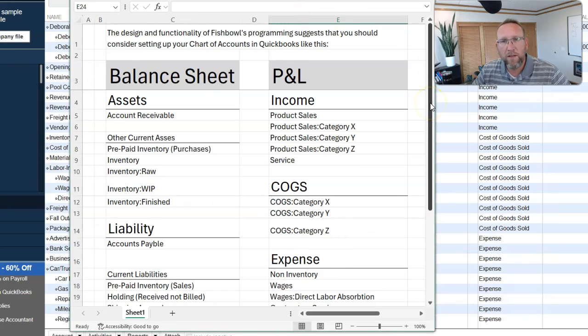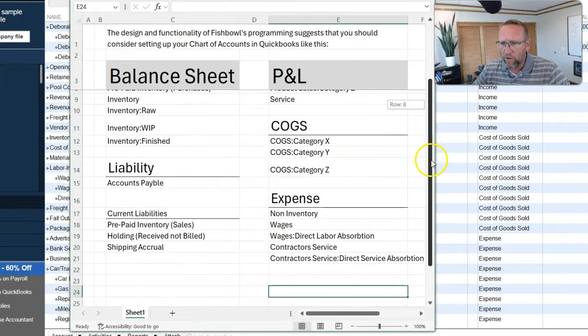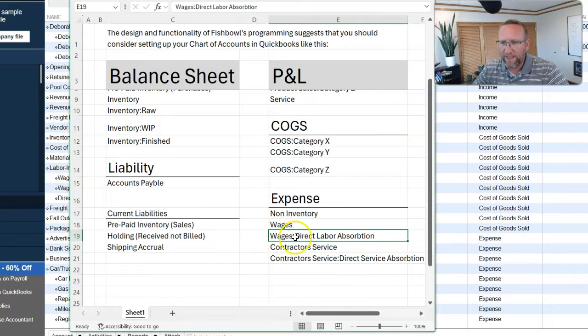However, plug in Fishbowl and Fishbowl looks at it differently. Okay, let's look and see how Fishbowl looks at it. So hopefully this helps. I put together this little mock chart of accounts here. And if we scroll down, you'll see that under wages as a sub-account is direct labor absorption.